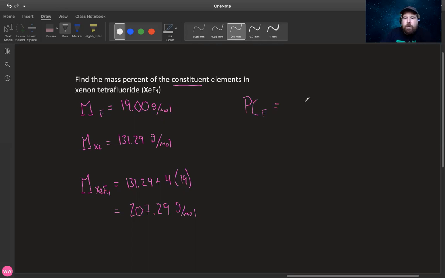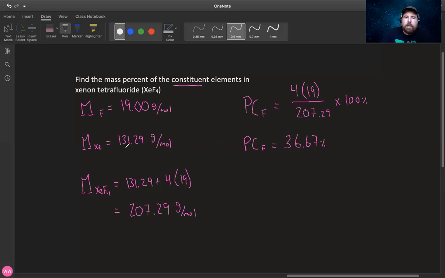So let's go ahead and do fluorine first. There are 4 fluorine atoms. Each of those fluorine atoms has a molar mass of 19. We're going to divide this by the molar mass of the entire compound, which is 207.29, and multiply this by 100%. We find that the percent composition for fluorine, now's the time, remember to punch this into your calculators here. Make sure you get the same answer as me, 36.67%.